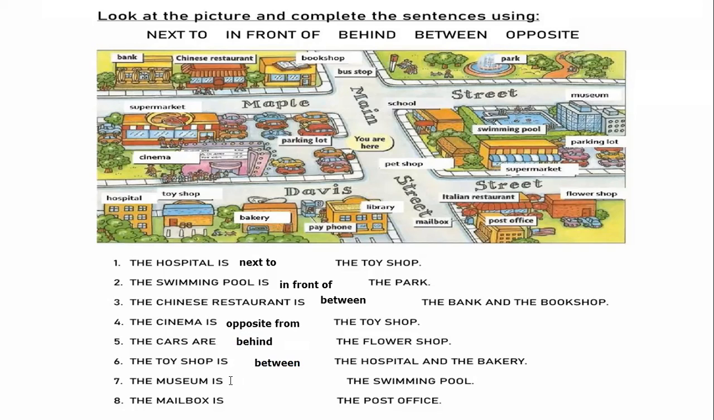The museum. Where is the museum? Is in front to park. It's near the swimming pool. Oh, yeah. The museum, no lo veía, is next to the swimming pool. And the mailbox is? The post office. Okay. It's next to Italian restaurant? The post, no. The mailbox is in front of the post office. Exactly.